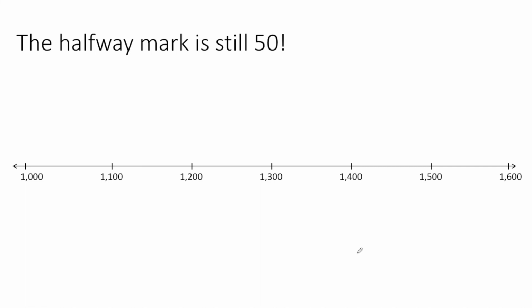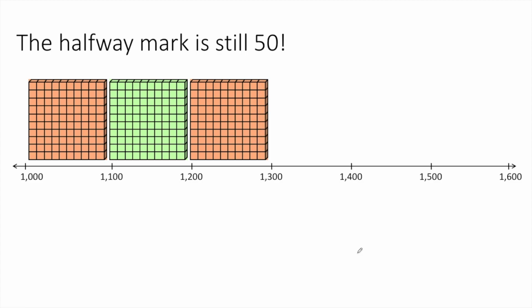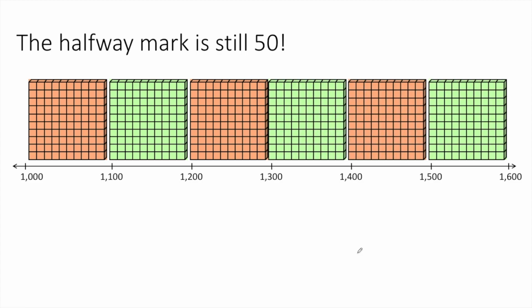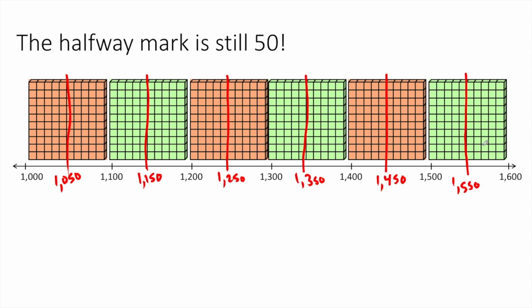The halfway mark is still 50. Now we're way farther down the number line. We're counting 1,000, 1,100, 1,200, 1,300, 1,400, 1,500, 1,600. And there's still hundreds all the way in between those numbers. So the halfway mark is still half of 100. 1,050 would be halfway between 1,000 and 1,100. 1,150 would be halfway. And this pattern just keeps going no matter how high we count. Half of 100 is 50.